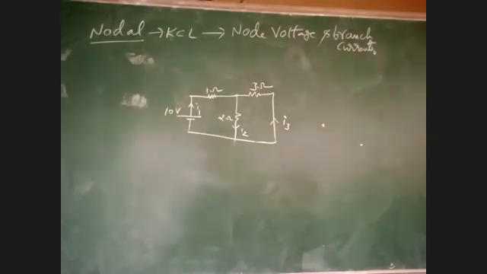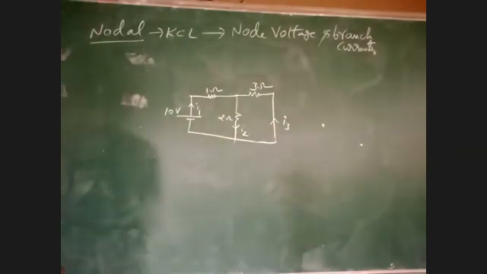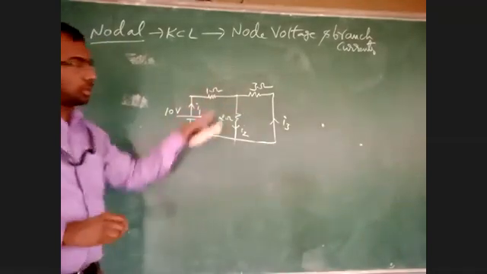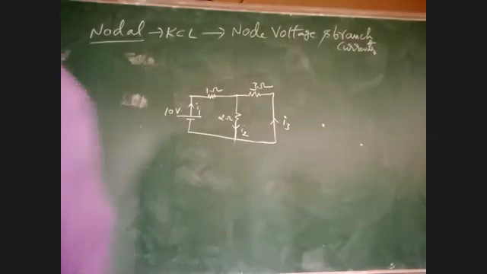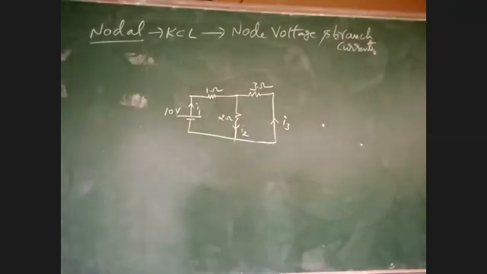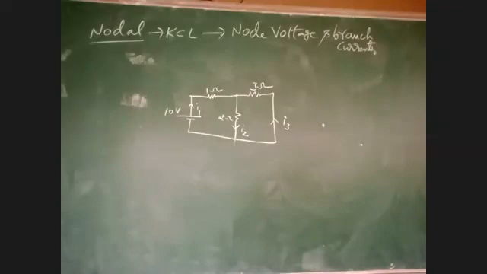Okay, see here. In this circuit, how many nodes are there? First of all, what do you mean by node? Joining of two or more branches at the common point.